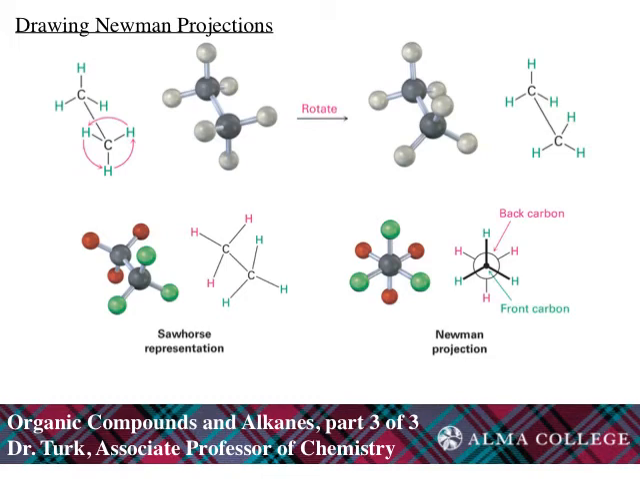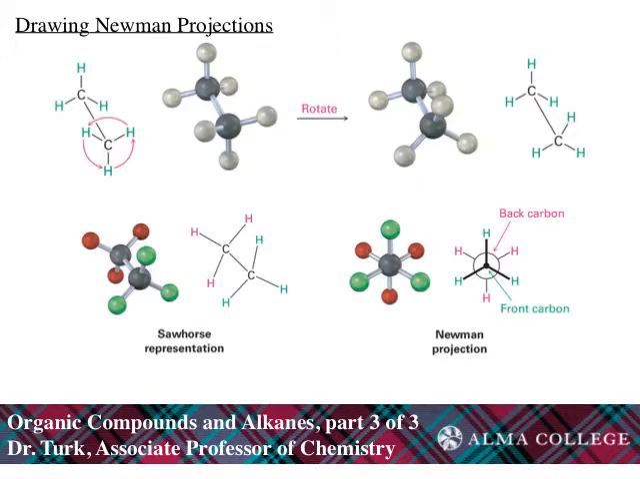Newman projections represent ways that we can draw molecules that allow us to see interactions between atoms, groups of atoms, or bonds when they're nearby each other. Ethane is a simple molecule that allows us to learn how to draw Newman projections. That's what's on this page.